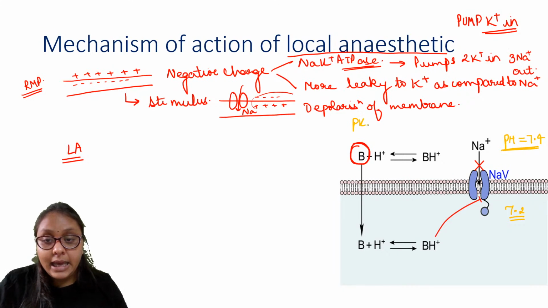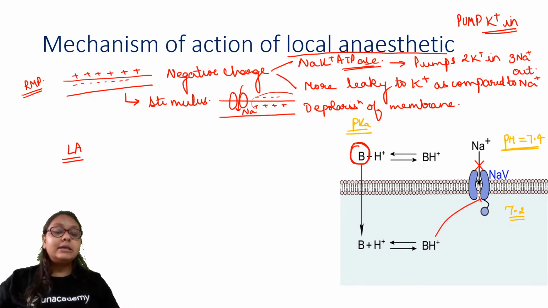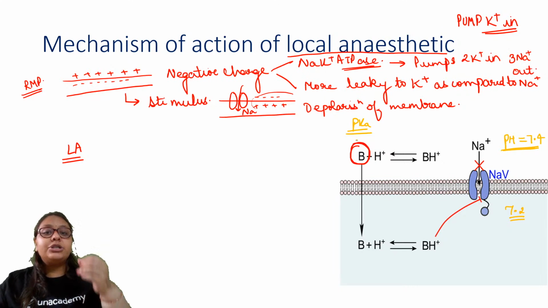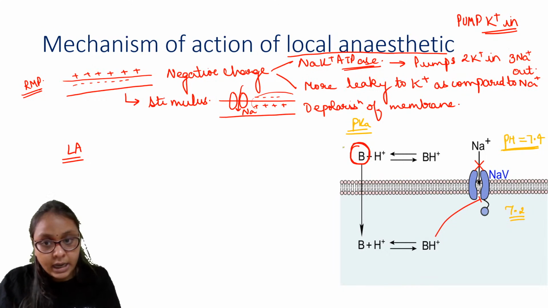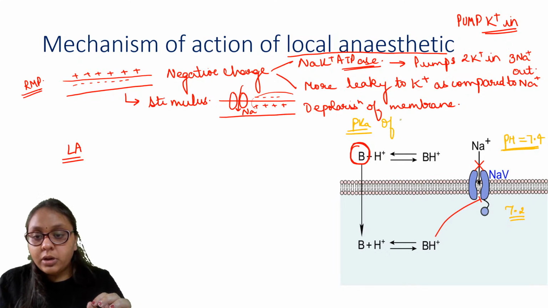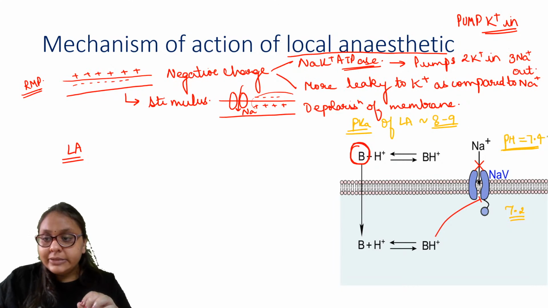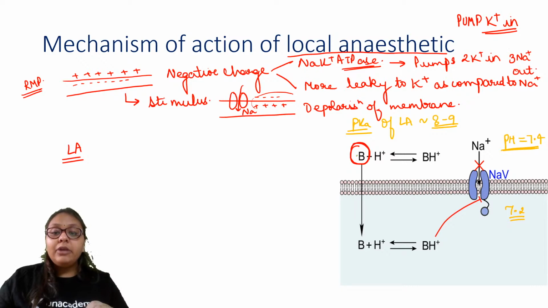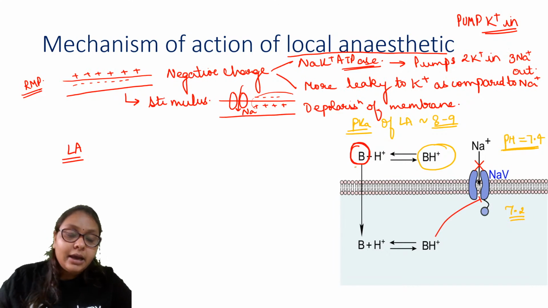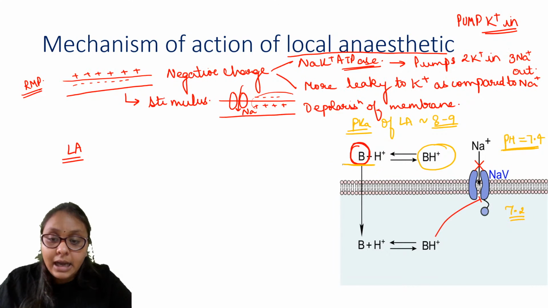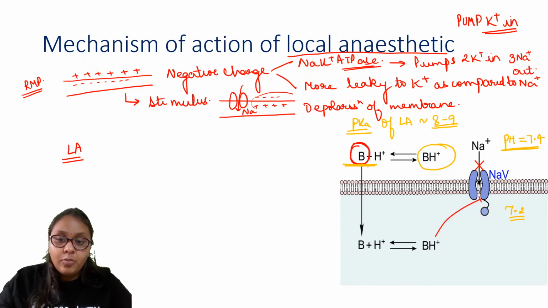And the pKa, what is pK? It is a dissociation constant, in which the ionized component is equal to the unionized form. है ना? So the pKa of local anesthetic, that is around 8 to 9. ठीक है, तो in this pH 7.4, it will be present more in the ionized form and less in the unionized form. मगर ये जो unionized form है, unionized form of the local anesthetic, it is the one which can permeate this membrane.